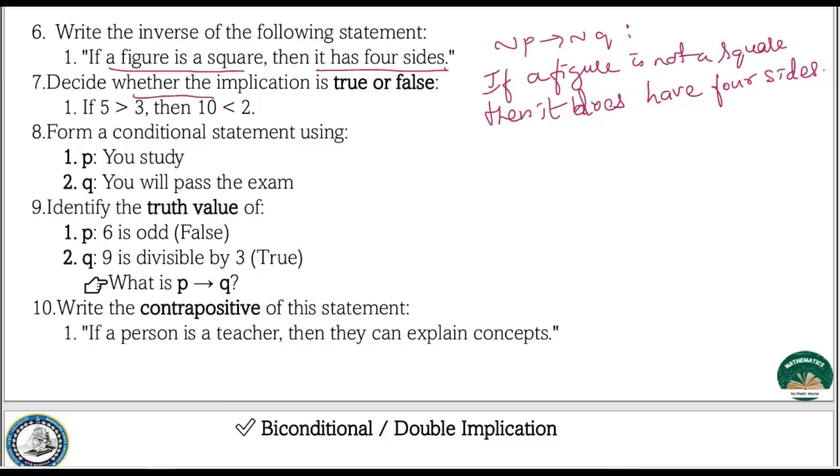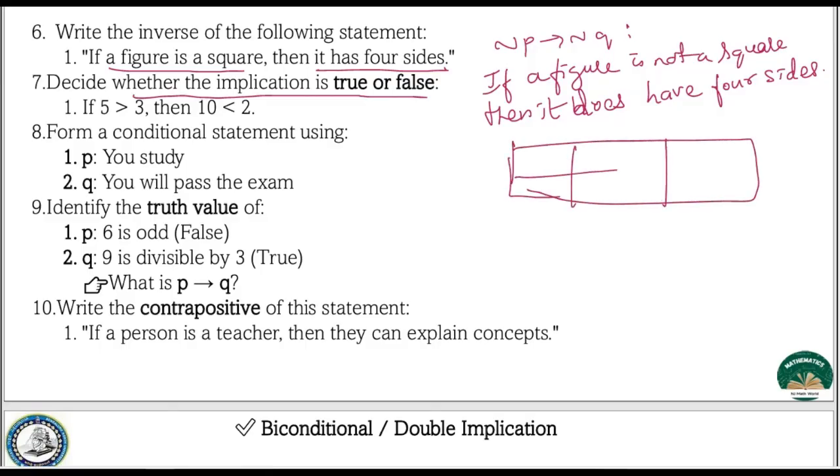Then identify whether the implication is true or false. So for the seventh one, you should write the table P, Q, P implies Q. 5 is greater than 3, yes, it is true. 10 is less than 2, it is false. So T F, it is F. So the answer will be F.